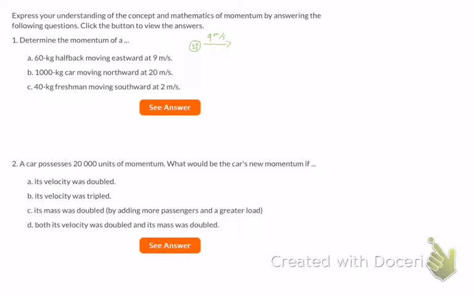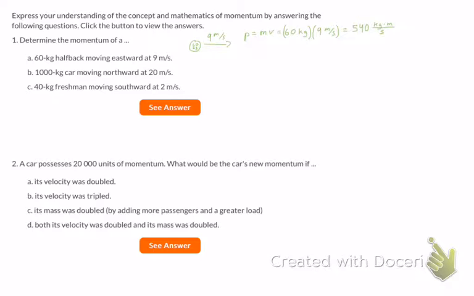Okay? So what's the momentum? Well, we said that p equals mass times velocity. Therefore, the mass is 60 kilograms times our velocity, which is 9 meters per second. Therefore, our momentum equals 540. And what are the units for momentum? Well, we have a kilogram, we have a meter, so it would be kilogram meter divided by the second.